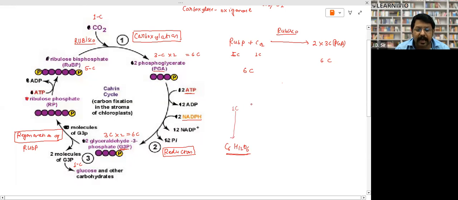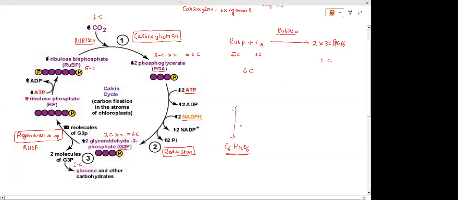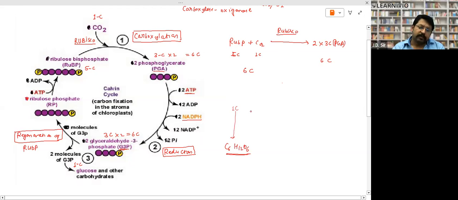How many rounds does the cycle have to go to fix one glucose molecule? Every time it delivers one carbon atom. How many carbon atoms are in glucose? 6 carbon atoms. So when this cycle goes one time, it gives one carbon atom for glucose formation, right? So how many times does the cycle have to go to fix one glucose molecule? 6 times. Very good. So the Calvin cycle will go on 6 times, and then the 6 carbon atoms will be fixed and formation of one glucose molecule will take place, right?